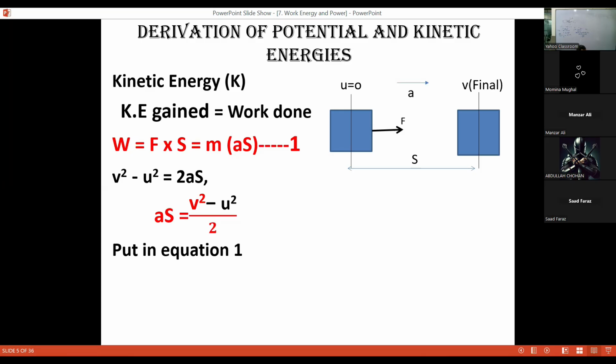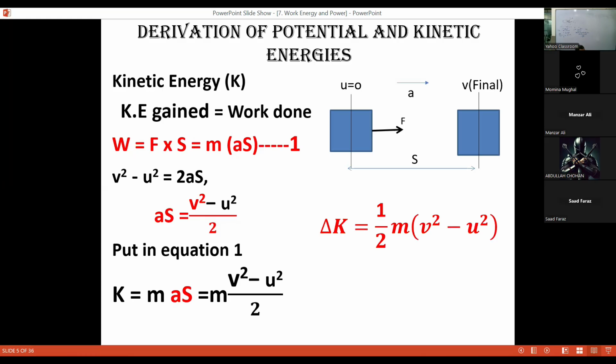So replace it in equation number 1, and you get the formula for kinetic energy as half m (v square minus u square) if it is changing from some value. If it is 0, then straight away it is half mv square. So this is how we derive the formula for kinetic energy. In the previous case, we derived the formula for potential energy, mgh. Derivation they don't ask, but you should remember the formula by heart.